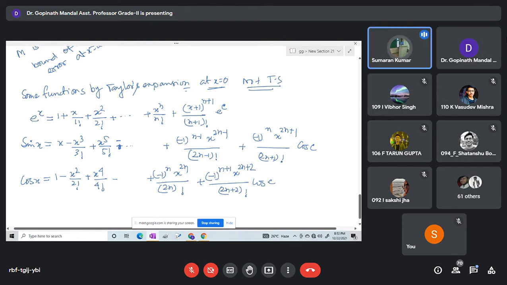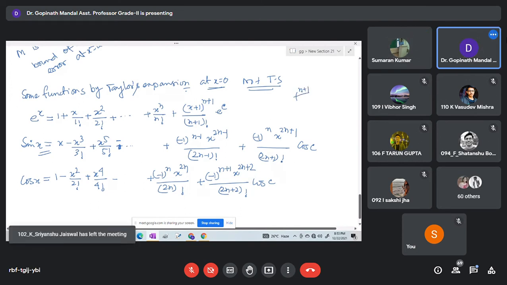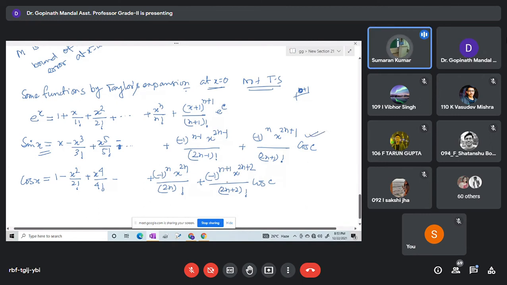Sir, in sin x expansion at the remainder term, why do you retain cos c? Cos c, f n plus 1, that is, if n equal to 0, f dash x, sin x, cos c. Sir, in both the functions, the remainder term in this sin, this c will be sin c, interchangeable. Right?